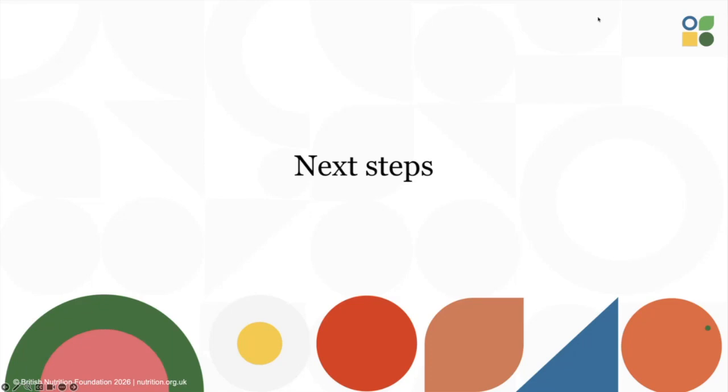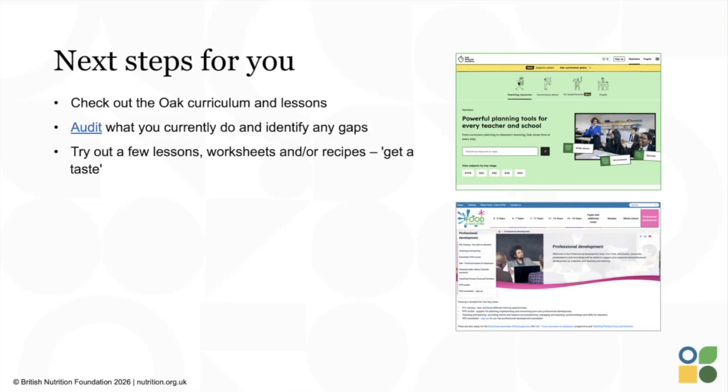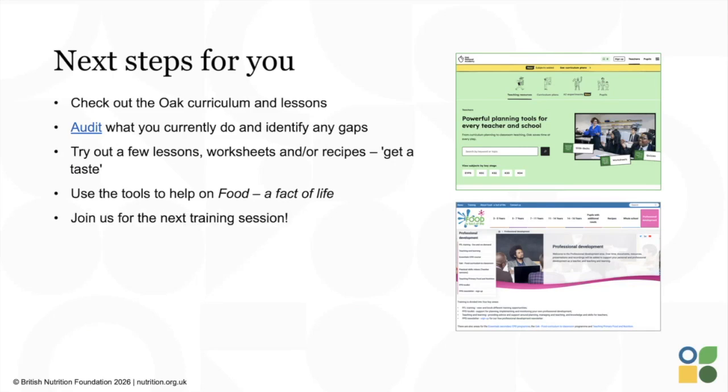So next steps, as I mentioned, this is the last of our series of live webinars, but we do have all of the previous ones recorded. What we think it would be great for you to do, and we would recommend, is that you first of all, if you haven't done so yet, have a look at the Oak curriculum and the lessons. There's a fantastic array of free lessons and resources and support information for you available via the Oak National Academy website, and not only cooking and nutrition, but a whole curriculum that you could need.